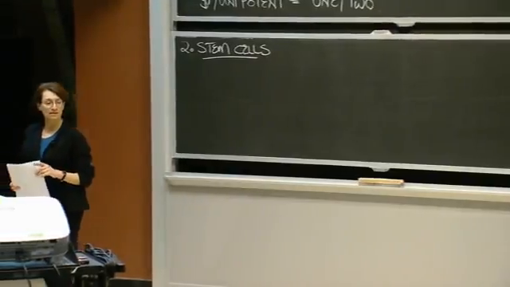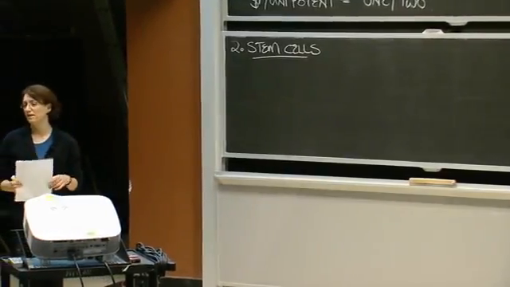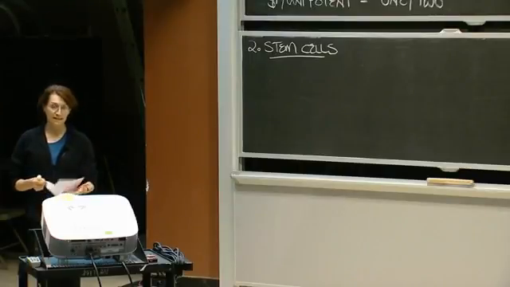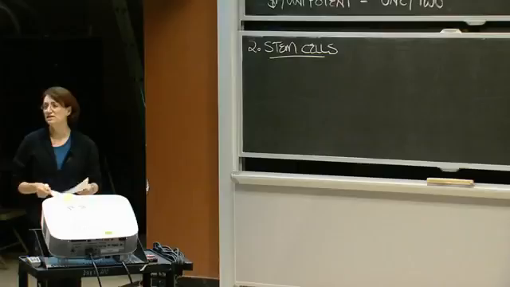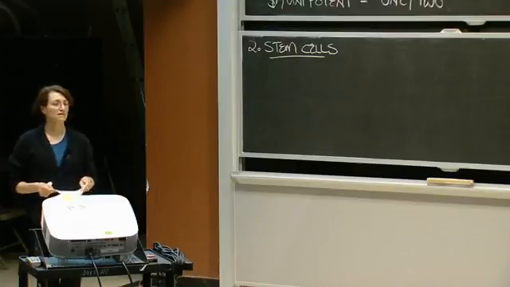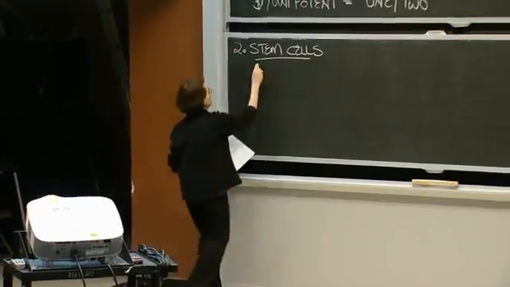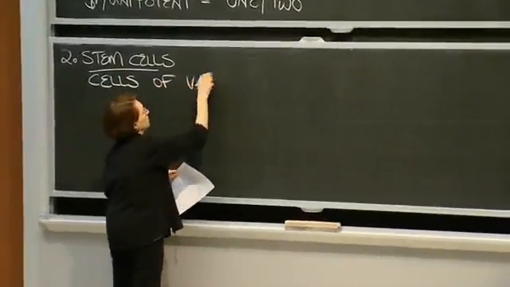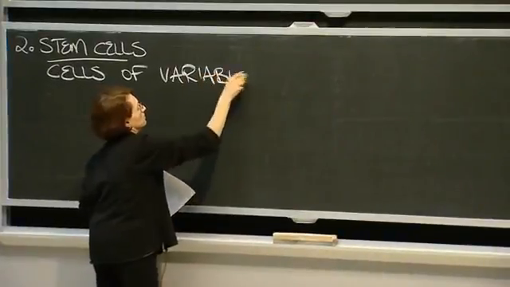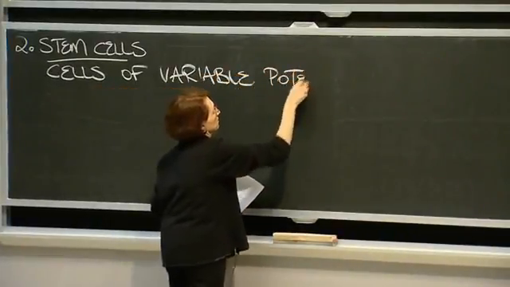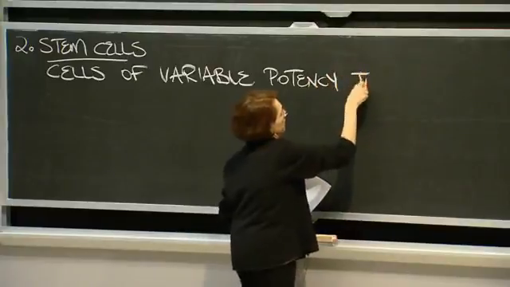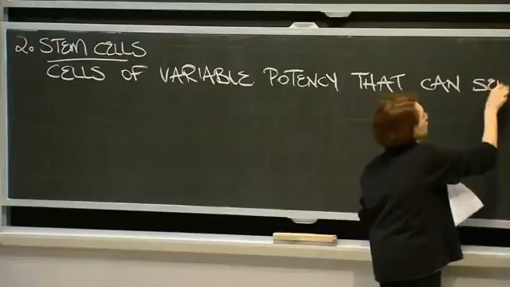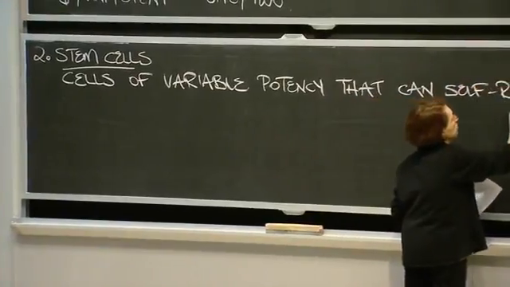And let's do as is our custom. Let's define what a stem cell is. I think that a stem cell can be defined as a cell of variable potency that has the capacity to self-renew. Cells of variable potency that can self-renew. They can make more of themselves.